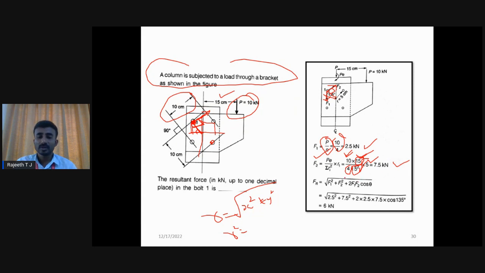Now, since we know sigma Ra square, R1 and also P into E, Fr equals the resultant of F1 and F2, that is the square root of F1 square plus F2 square plus 2 F1 F2 cos theta. You are going to get the answer as 6 kilonewton. This is your answer, the force acting in the extreme bolt 1. Here they directly asked for the resultant force at this bolt only, not the other bolts. If you calculate on the other bolts, you are also going to get the same answer.